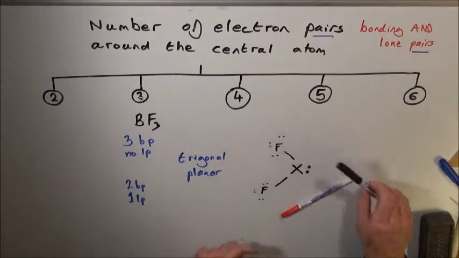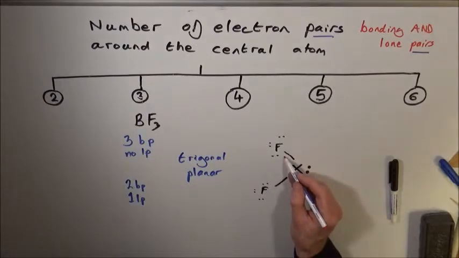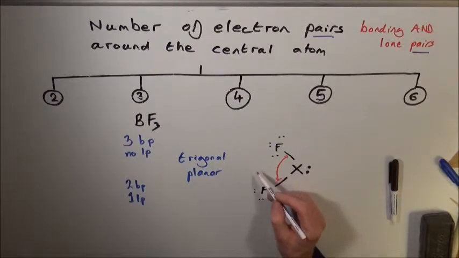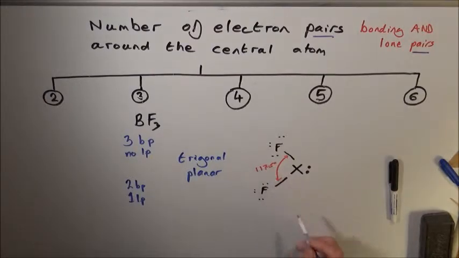So this bond angle decreases. And again, if you were asked to predict what the bond angle would be, you would take 120 and take away 2.5. So if you said about 117.5 degrees, you would be fine.